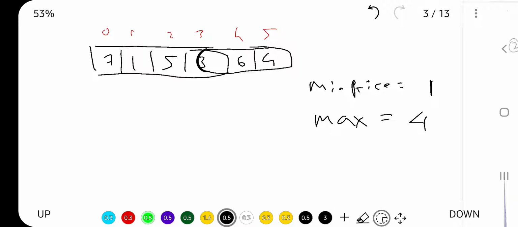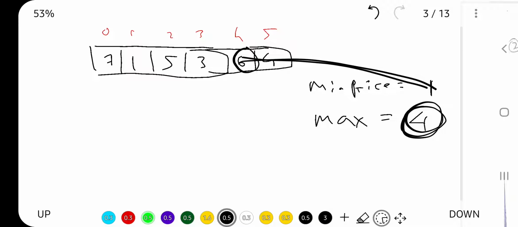Then I will come to 3. Then minimum price, is it less? No, it's not less. So minimum price will be still 1. Then I will be checking maximum profit. 3 minus 1, I can get the profit as 2. Is 2 more than this? No. So I'll keep it as such. Then I'll come to 6. Minimum price, no change. Maximum profit 6 minus 1, 5. It is greater than this profit, so I'll update it.